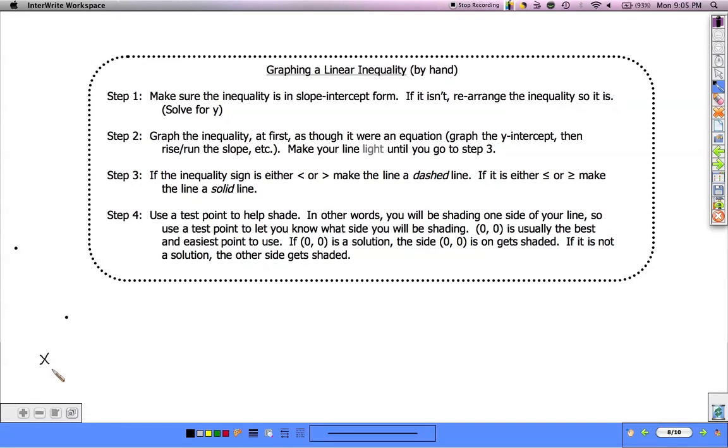Graphing linear inequalities by hand, so make sure you just go over the steps and follow them one by one. Let's take a look at our next example.